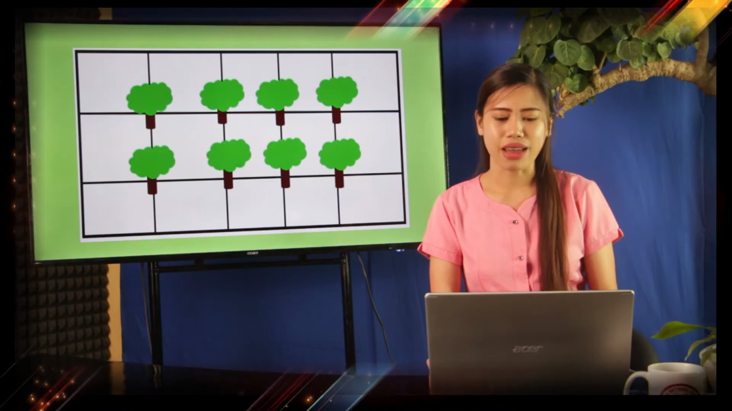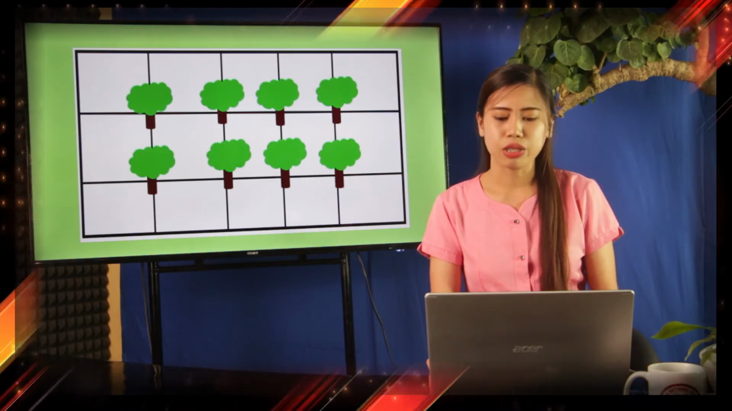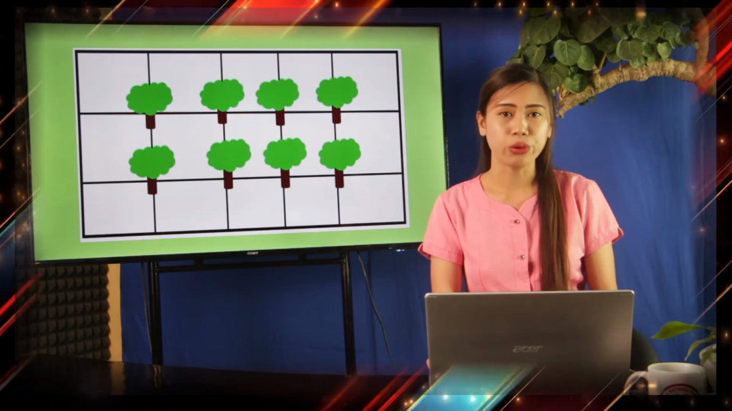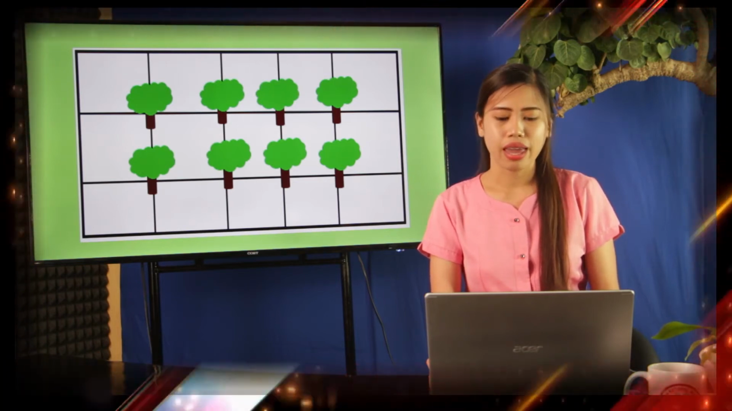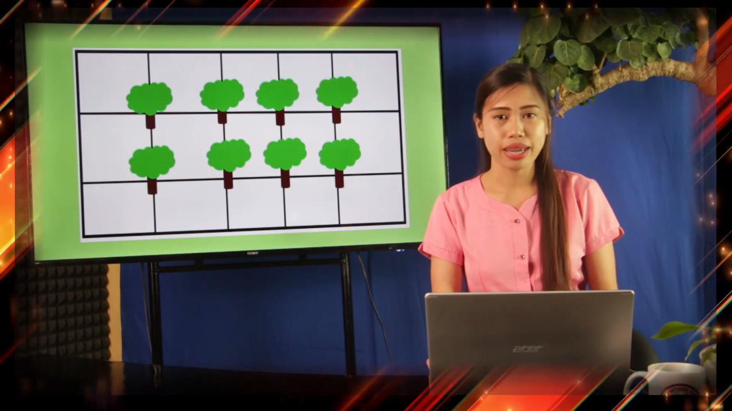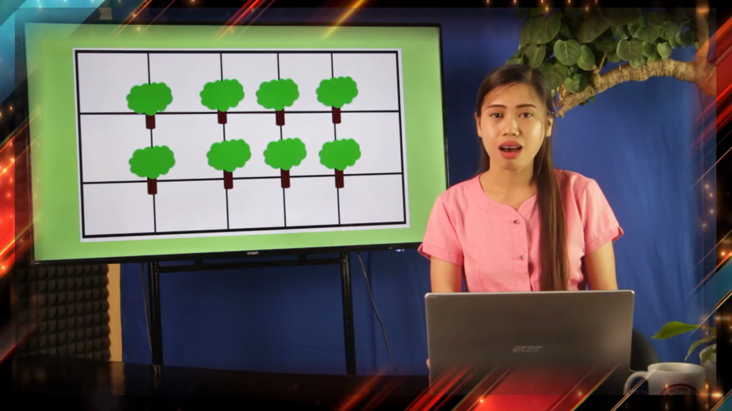The second disadvantage is that the distance between plant to plant and row to row remains the same, and hence a certain amount of space in the middle of the trees is wasted.